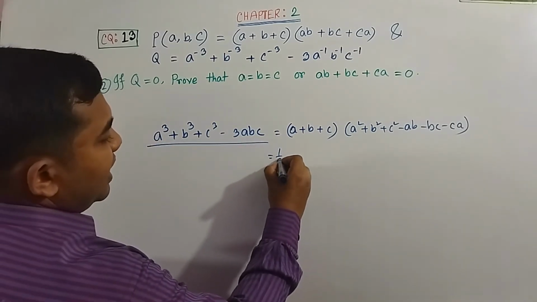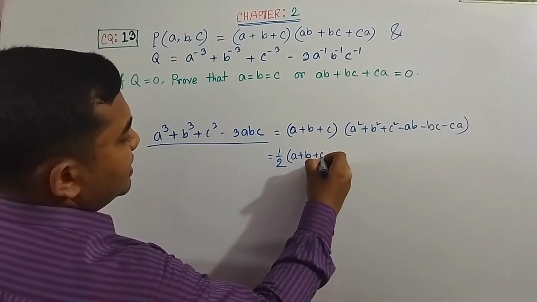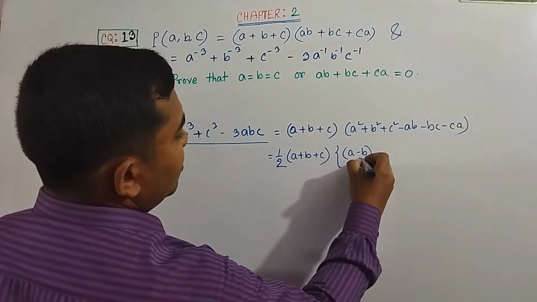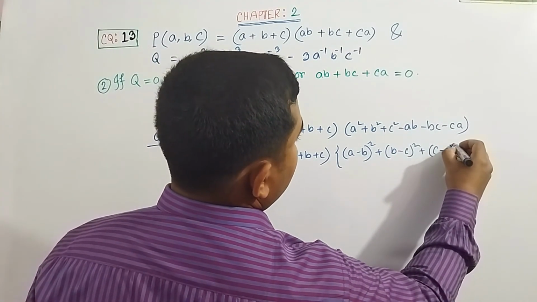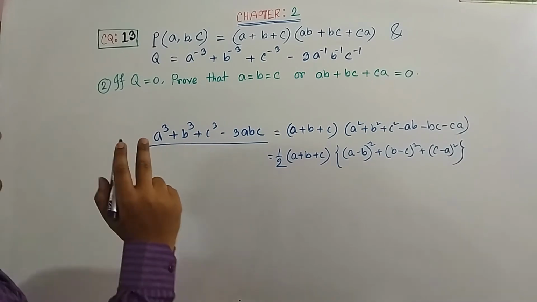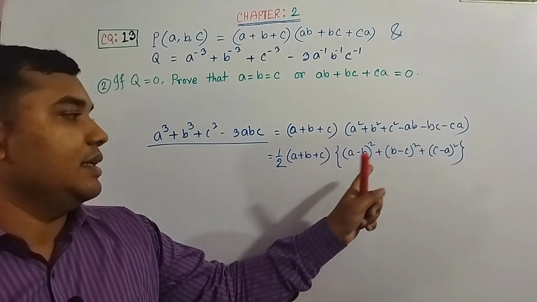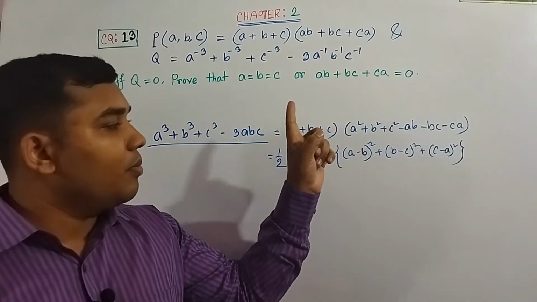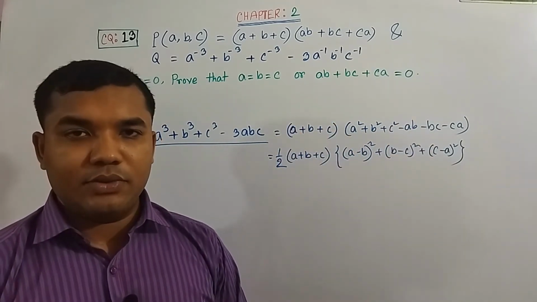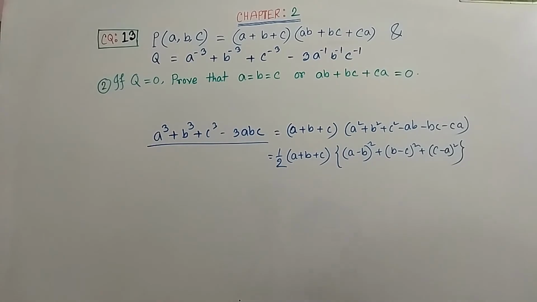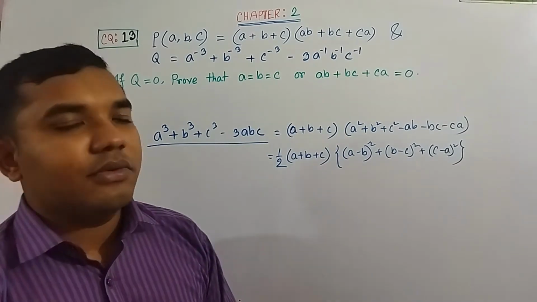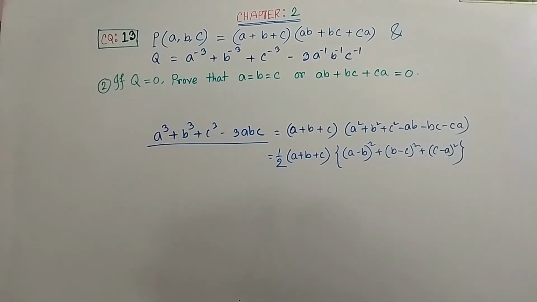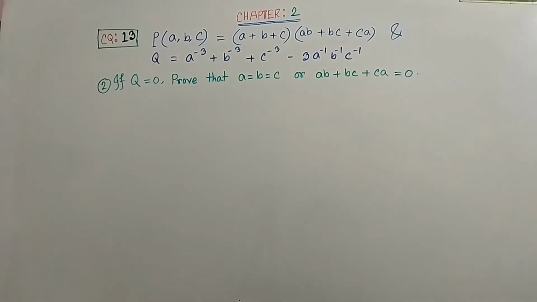What is that? That is half of A plus B plus C into A minus B whole square plus B minus C whole square plus C minus A whole square. So this actually has two formulas. One is this and another is this, and this math can be solved using both of these formulas. But now we are trying to focus on solving this way so that we can get this very easily. So write down these two formulas, because these two are very, very important. So now we are going for the solution.